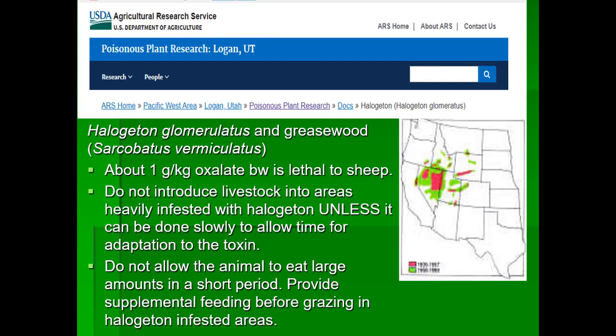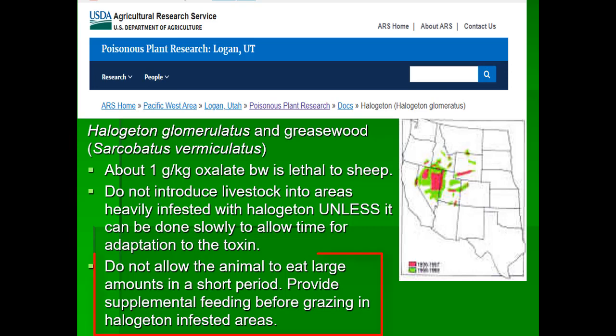Now, if we look at the website of the Poisonous Plant Research Lab at the USDA, they say that most losses take place when hungry animals are allowed to graze in heavy stands of halogeton or greasewood. At 1 gram per kilogram of body weight of oxalate can be lethal, and their recommendation is not to introduce livestock into areas that are heavily infested with either plant. This cannot be done unless, and I emphasize unless, it can be done slowly to allow time for the adaptation of those rumen microbial organisms.